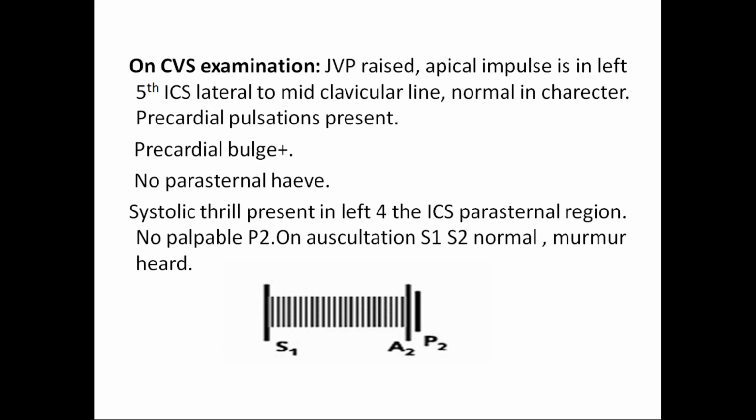So with this slide, you can see that the child has raised JVP, apical impulse in the left fifth intercostal space, lateral to the midclavicular line. Is it normal for this 2-year-old child? No, ma'am. Usually it will be medial to the midclavicular line, and usually in the left fourth intercostal space at this age. So it's down and also out. Down and out apex usually indicates left ventricular hypertrophy, but not that much of a pressure overload.